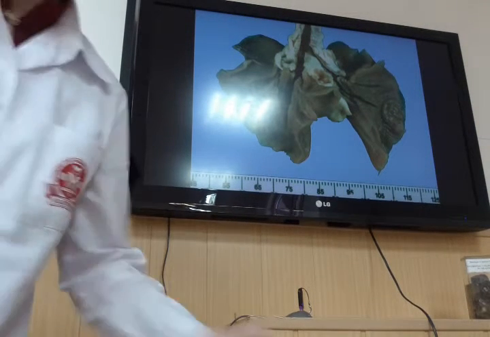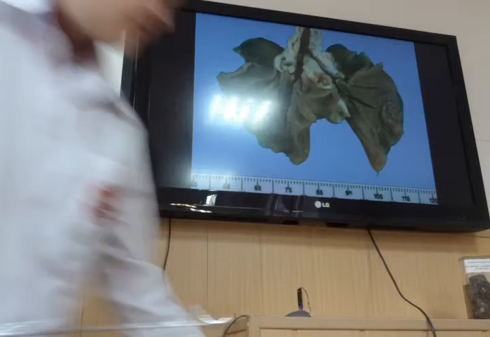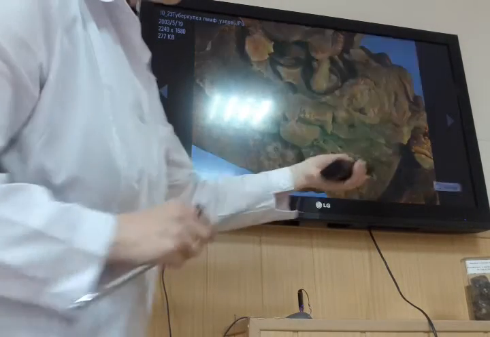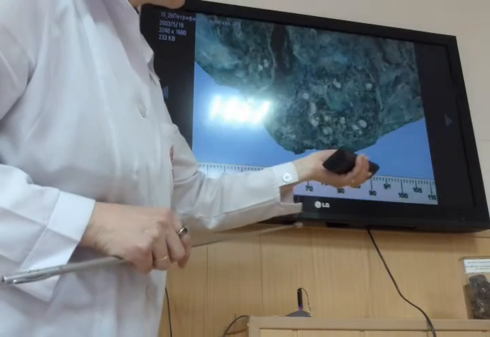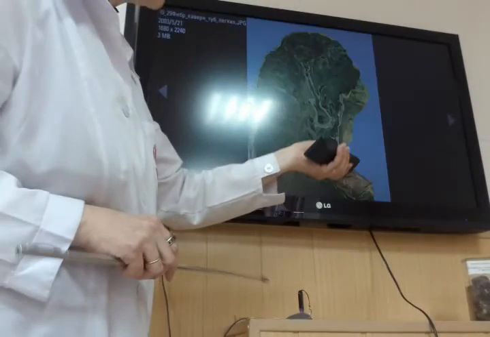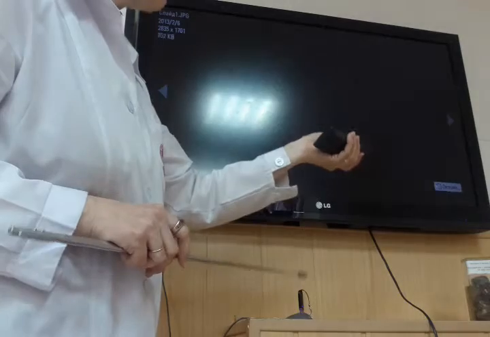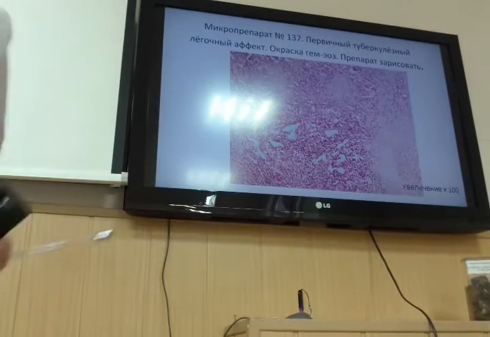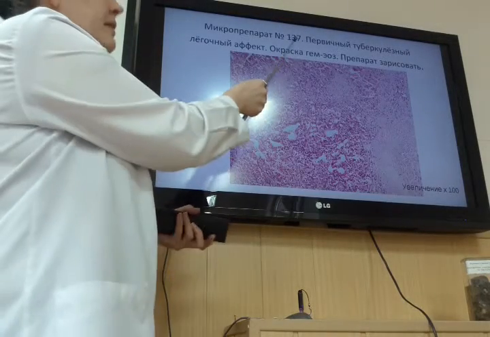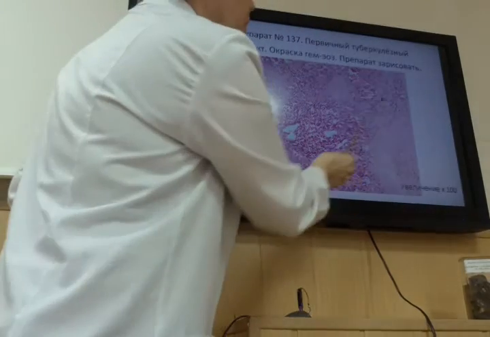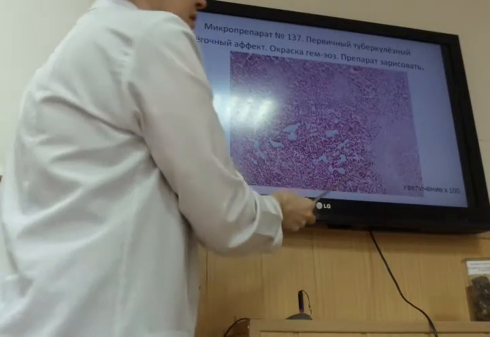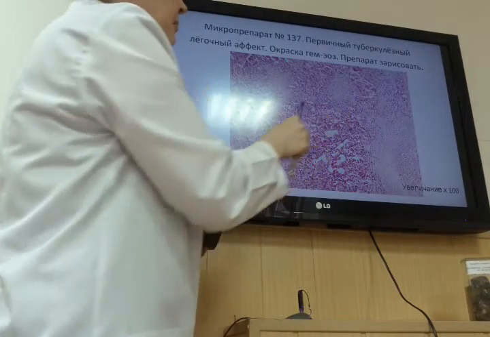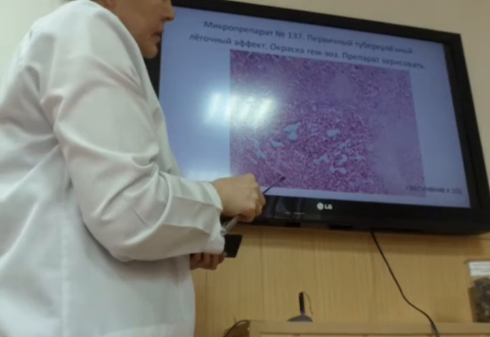So, histologically, another variant. Histologically, we will see the following changes. Pictures of the primary tuberculosis affect. The slide number 137: we can see a focus of caseous necrosis, localization subpleural, and it's surrounded by inflammatory cells.